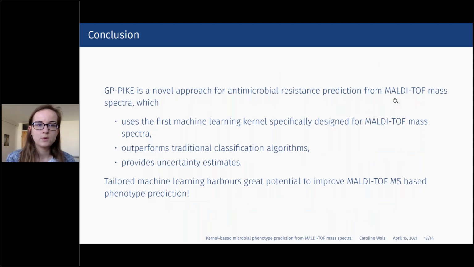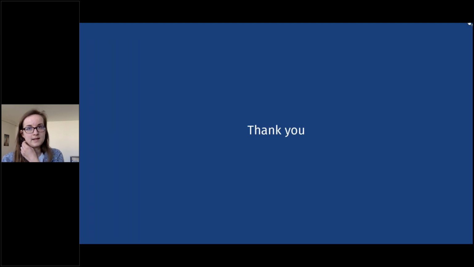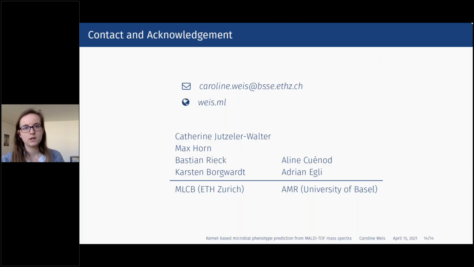And to wrap up, we've developed GP-PIKE, a novel approach to antimicrobial resistance prediction from MALDI-TOF mass spectra. Our kernel, PIKE, is specifically designed for MALDI-TOF mass spectra. And in combination with the Gaussian process, PIKE outperforms methods traditionally used in MALDI-TOF-based machine learning, while being able to provide reliable uncertainty estimates for its predictions.